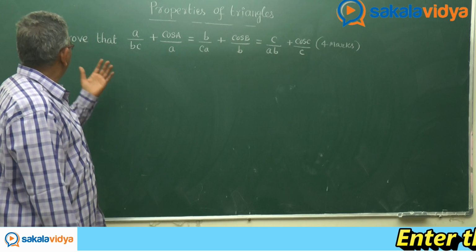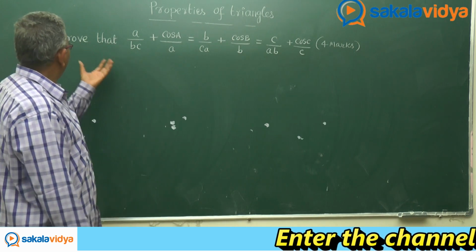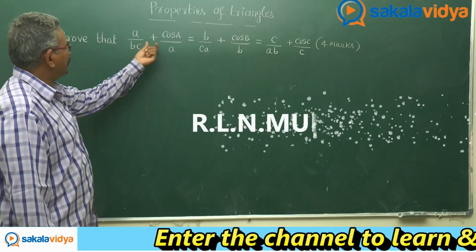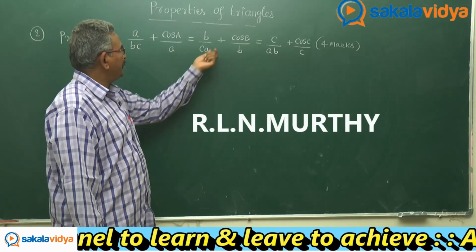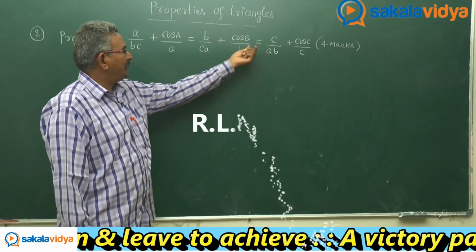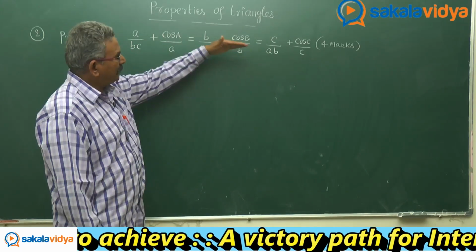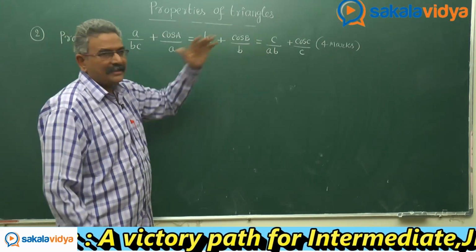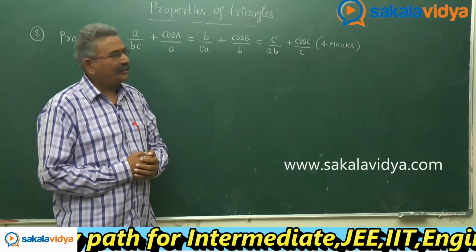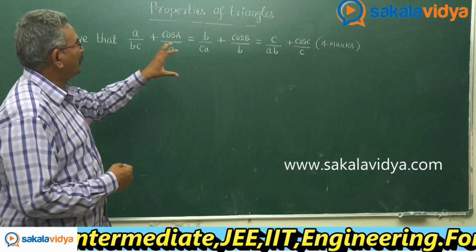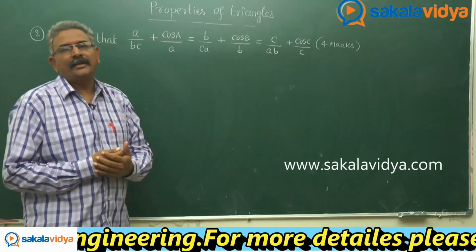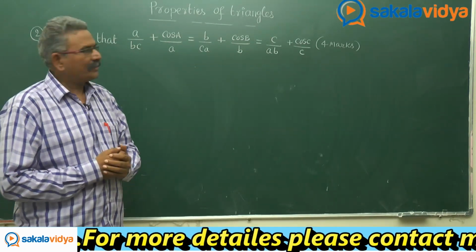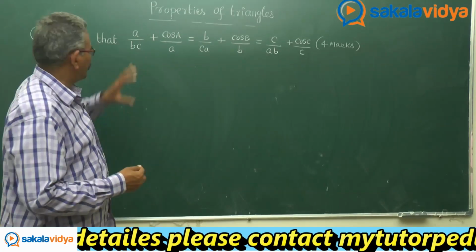So let us solve one more problem. Prove that a/bc + cos A/a = b/ca + cos B/b = c/ab + cos C/c. So that means now one by one we have to do it. Each one must be equal to some expression in terms of a, b and c. So first let us consider the first one.